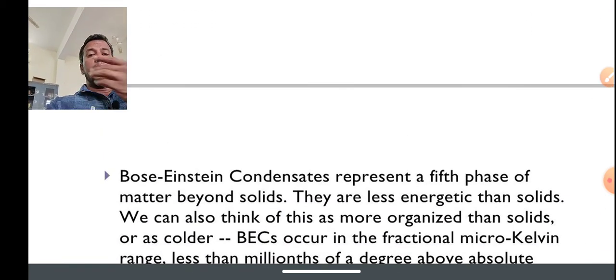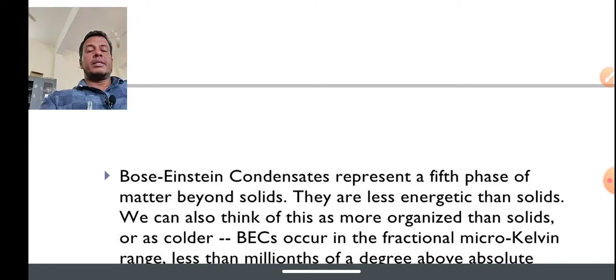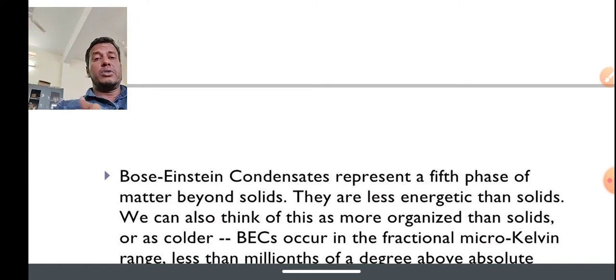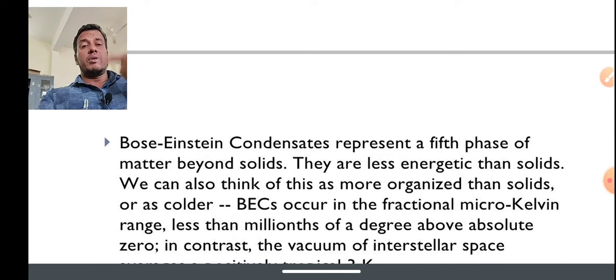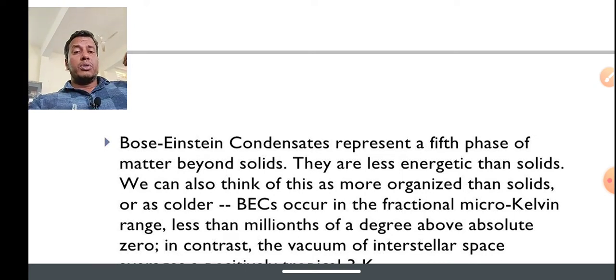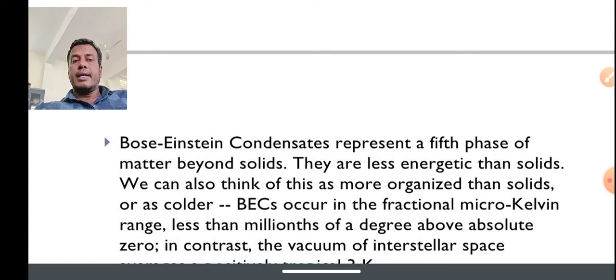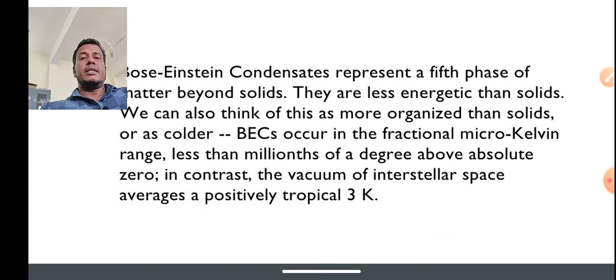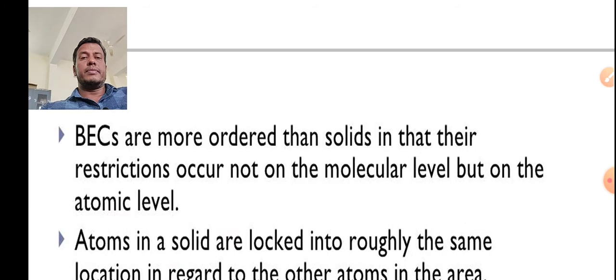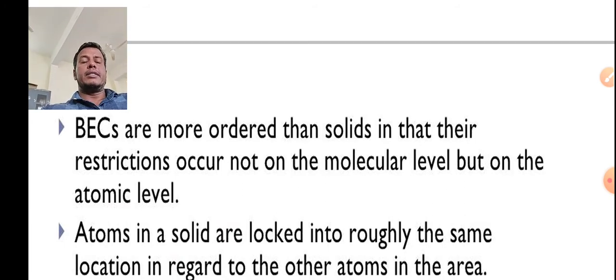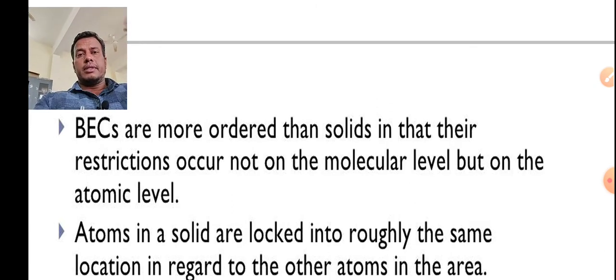As we know, this is the fifth state of matter, behind the solids, and it is less energetic than solids because all the atoms accumulate at one point and behave like one atom. We can also think of this as more organized than the solids. There is more order than in solids, and the restriction occurs not at the molecular level but at the atomic level, where there are more restrictions.